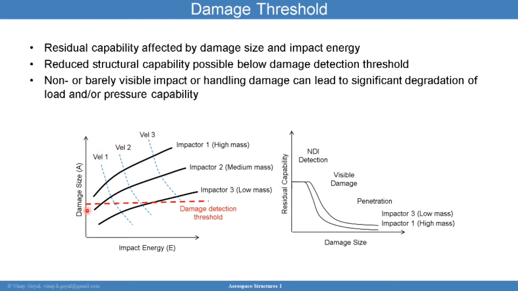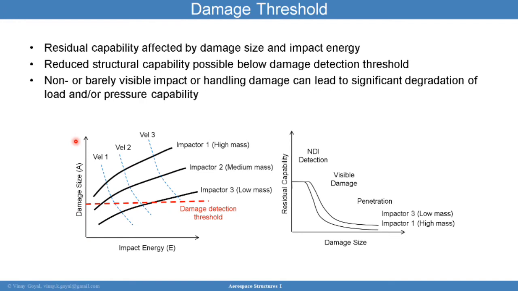What I'm showing here is damage threshold. There's a lot of curves and a lot of things going on, so let's take it step by step. In the y-axis, I have the damage size area. In the x-axis, I have the impact energy. So the higher the impact energy, and I don't care what mass you use, the damage size is going to increase. So with impact energy increase, the damage size increases.